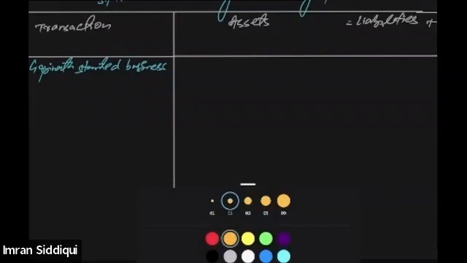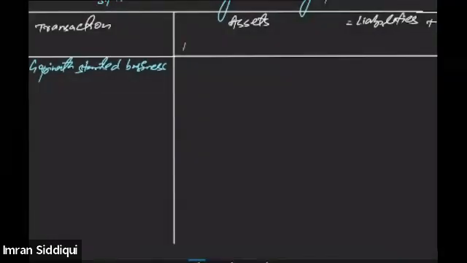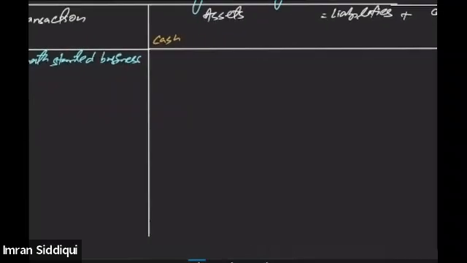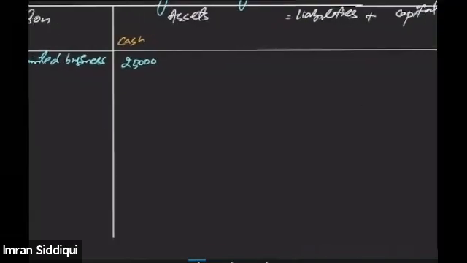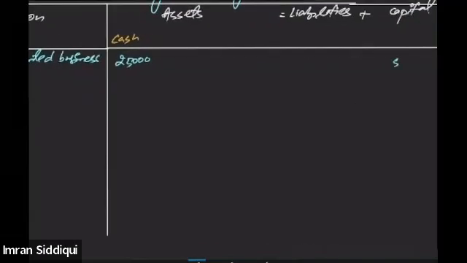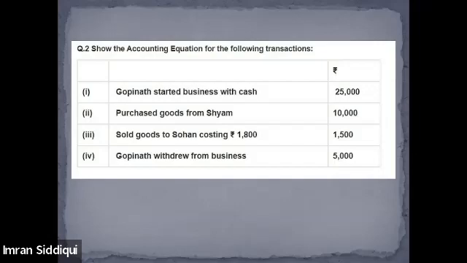Asset, cash, is being increased and capital will increase. Yes, cash asset will increase. And at the same time, capital will also increase by 25,000. So 25,000 under the asset by way of cash and 25,000 under the capital.